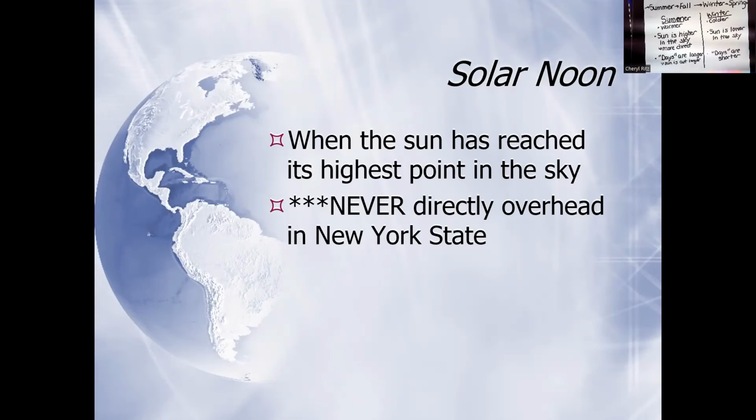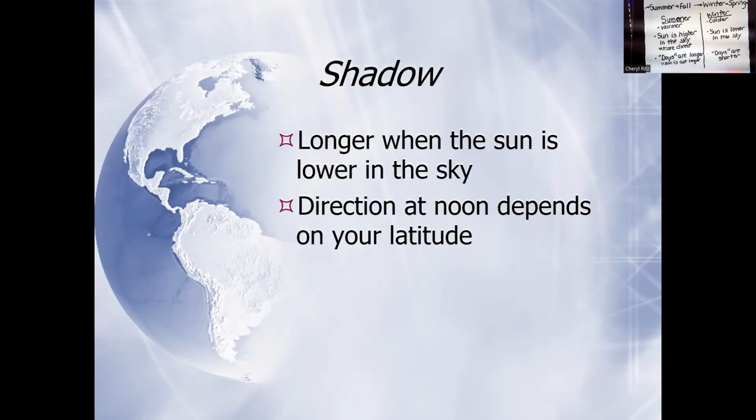How about length of shadows? When is your shadow really long when you're outside? Sunrise or sunset? When the sun is low in the sky, we're going to have long shadows. And when is your shadow just itty bitty? When the sun is higher. Remember, it never gets directly overhead. In fact, if the sun was directly overhead, how long would your shadow be? Because you wouldn't have a shadow. It would be right underneath, just whatever's missing. So shadows are always longer when the sun is lower in the sky, shorter when it's higher, and direction always depends on your latitude.